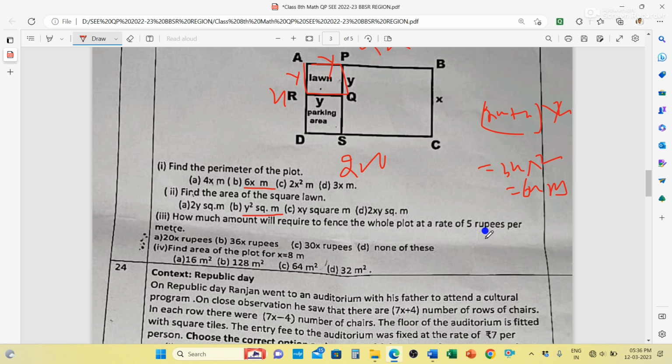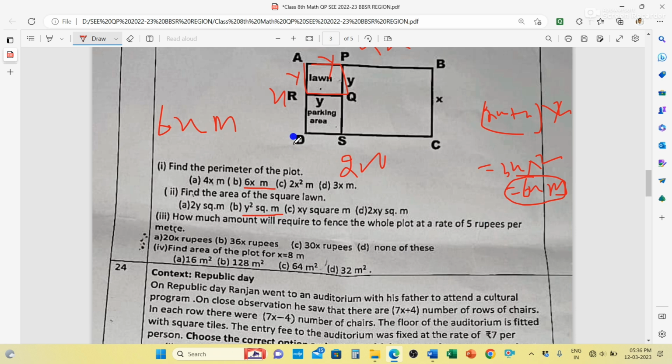How much amount will be required to fence the whole plot at a rate of 5 rupees per meter? So in order to fence, you have to find the perimeter. Here, the perimeter of the plot is how much? 6x meters. We have already found out. So at the rate of 5 rupees per meter, per meter you have to pay 5 rupees, right?